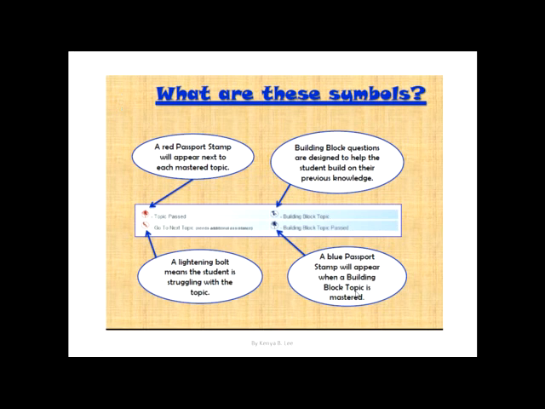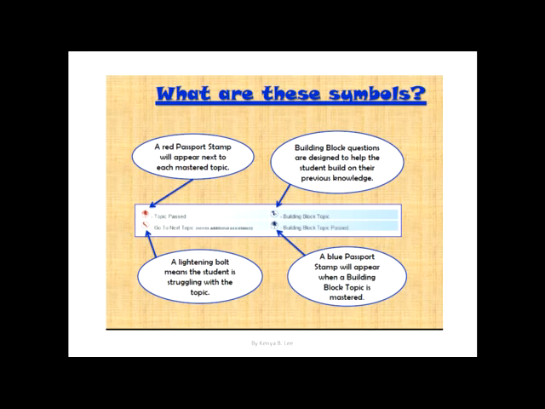Now some of the symbols that you see in Study Island: you'll see a red palm tree, and that means that your topic was passed. The lightning bolt means go to the next topic, you need more help, or you need some more assistance from your teacher. Now if you see that push pin or the building block, it's what you get after you take it more than 3 times and you don't pass.